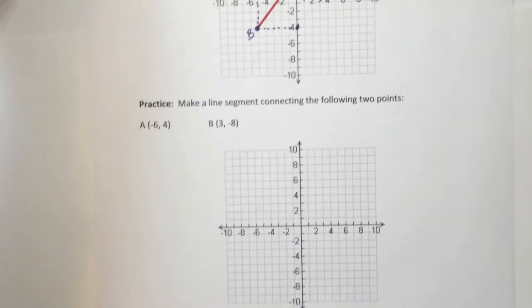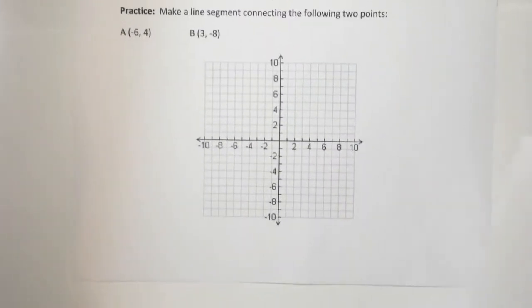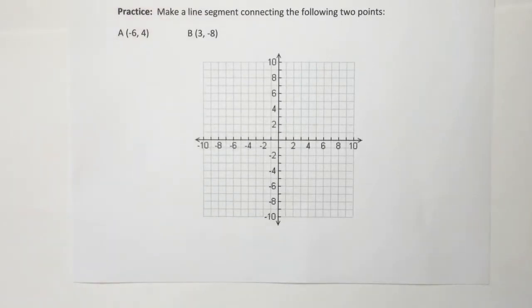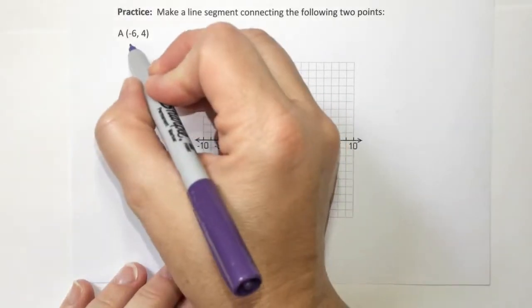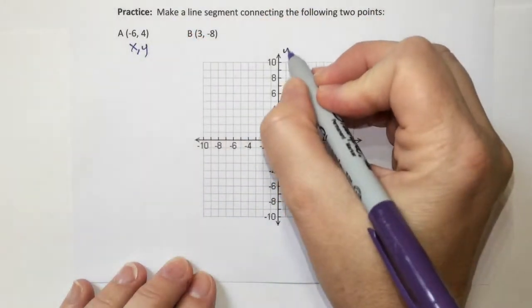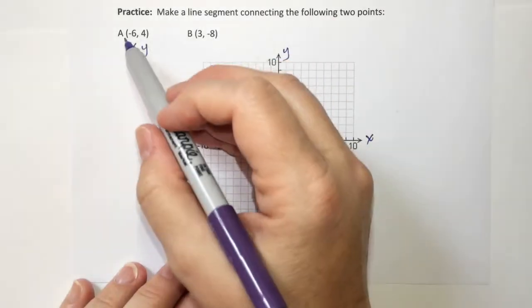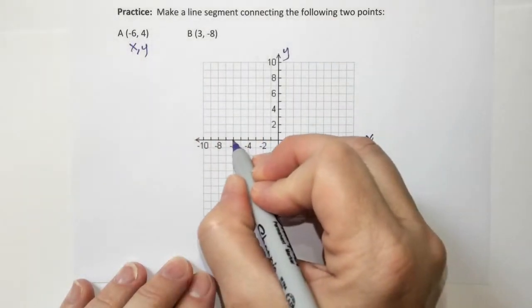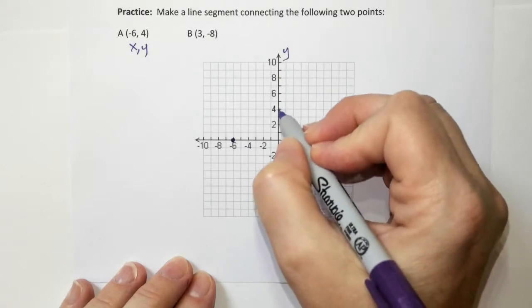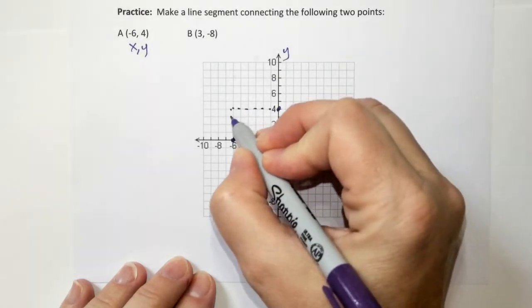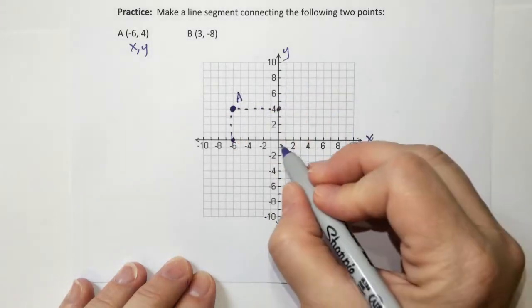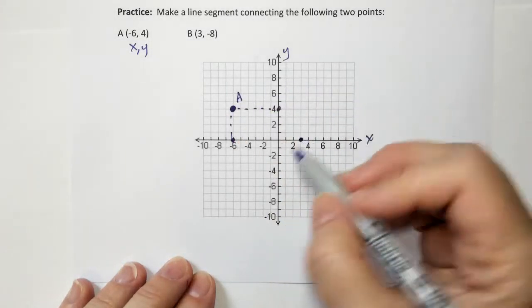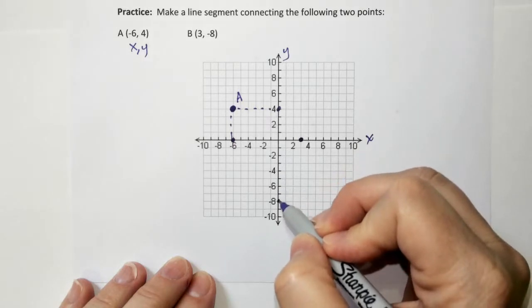Last one. Make a line segment connecting the following 2 points. A at -6 and 4, and B at 3 and -8. All right, A. X, comma, Y. There we go. X is -6, right here. Y is 4, right here. There we go. That's point A. Point B, X is 3, and Y is -8, right here.